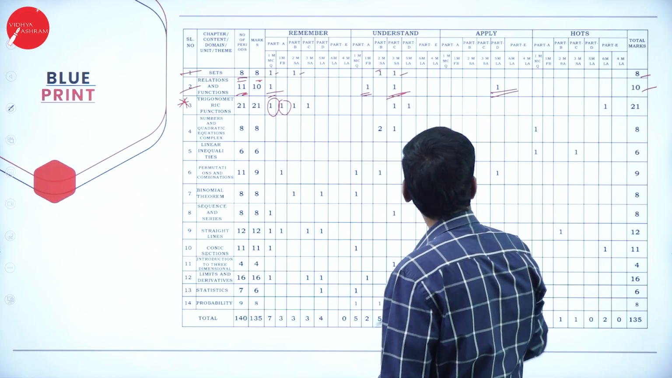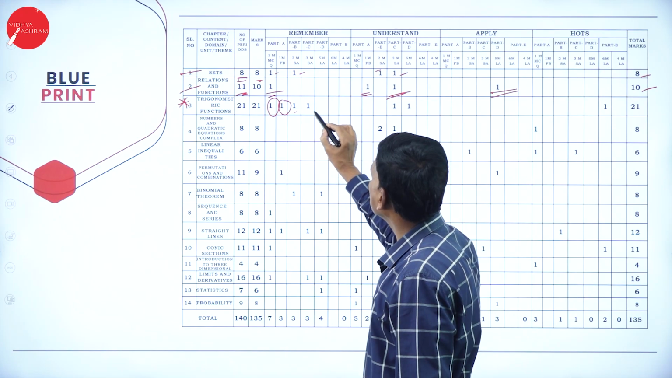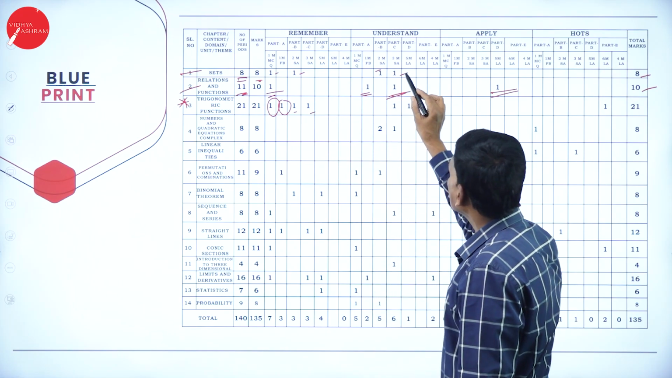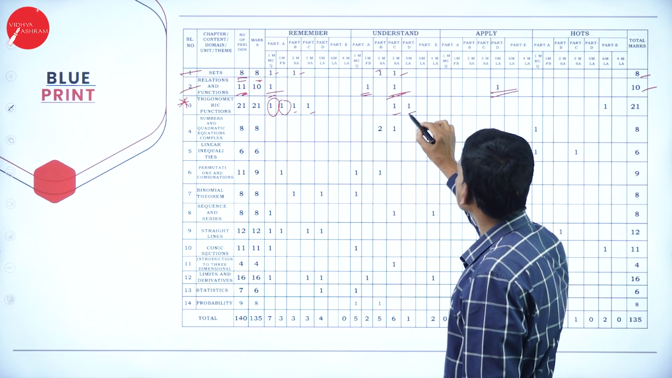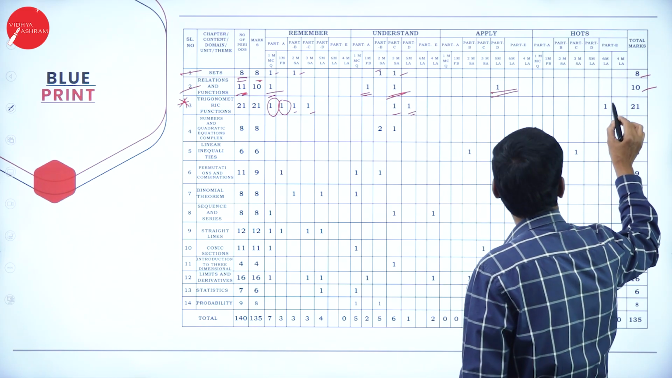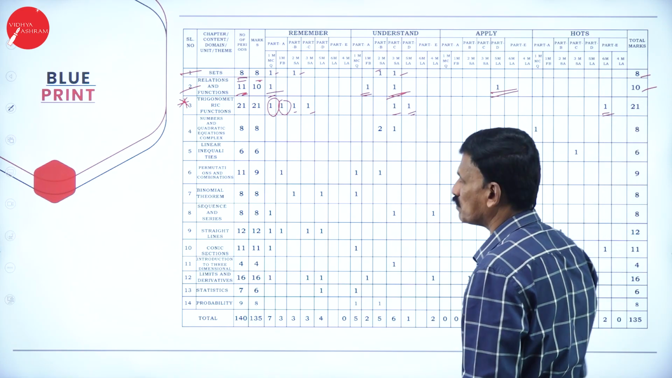Again, that is for remembrance, one MCQ question, one fill in the blanks, one 2 marks question and one 3 marks question. Again, 3 marks, one more question in the understanding and one long answer question, that is for 5 marks, and in part E we will have one question that is for 6 marks in trigonometric functions.